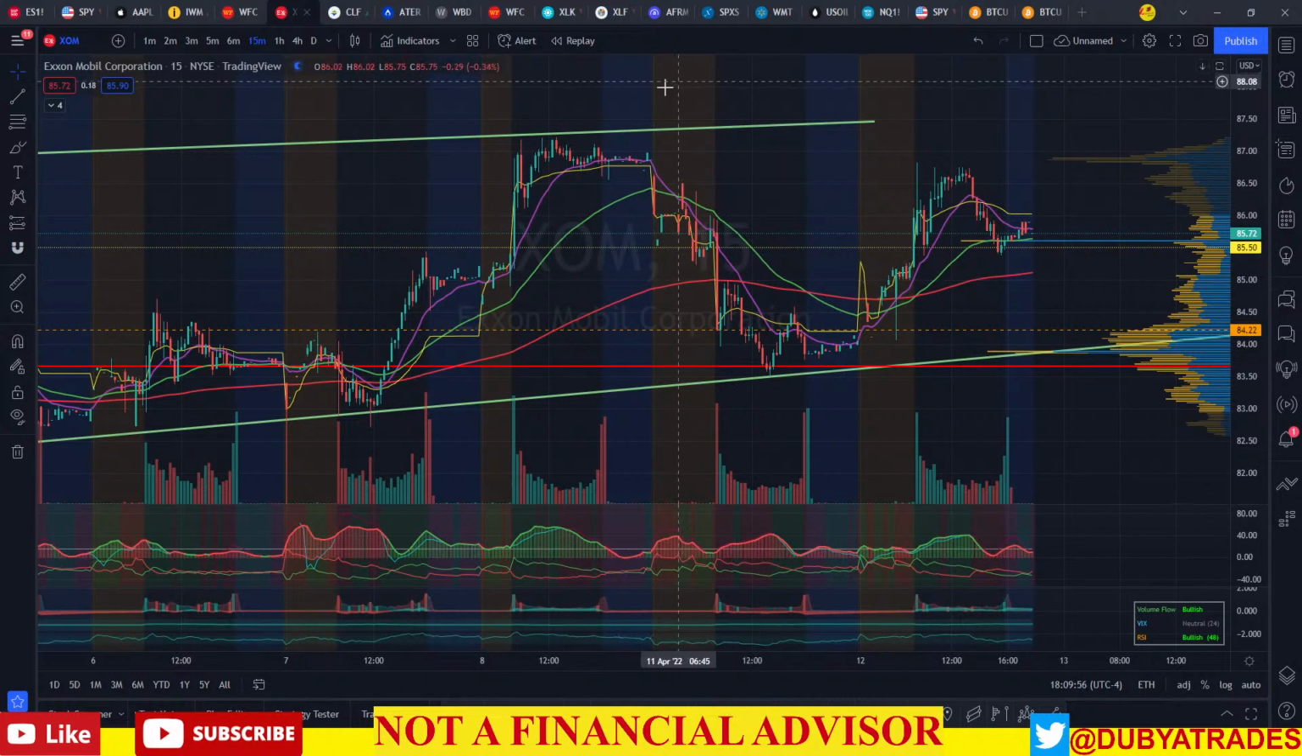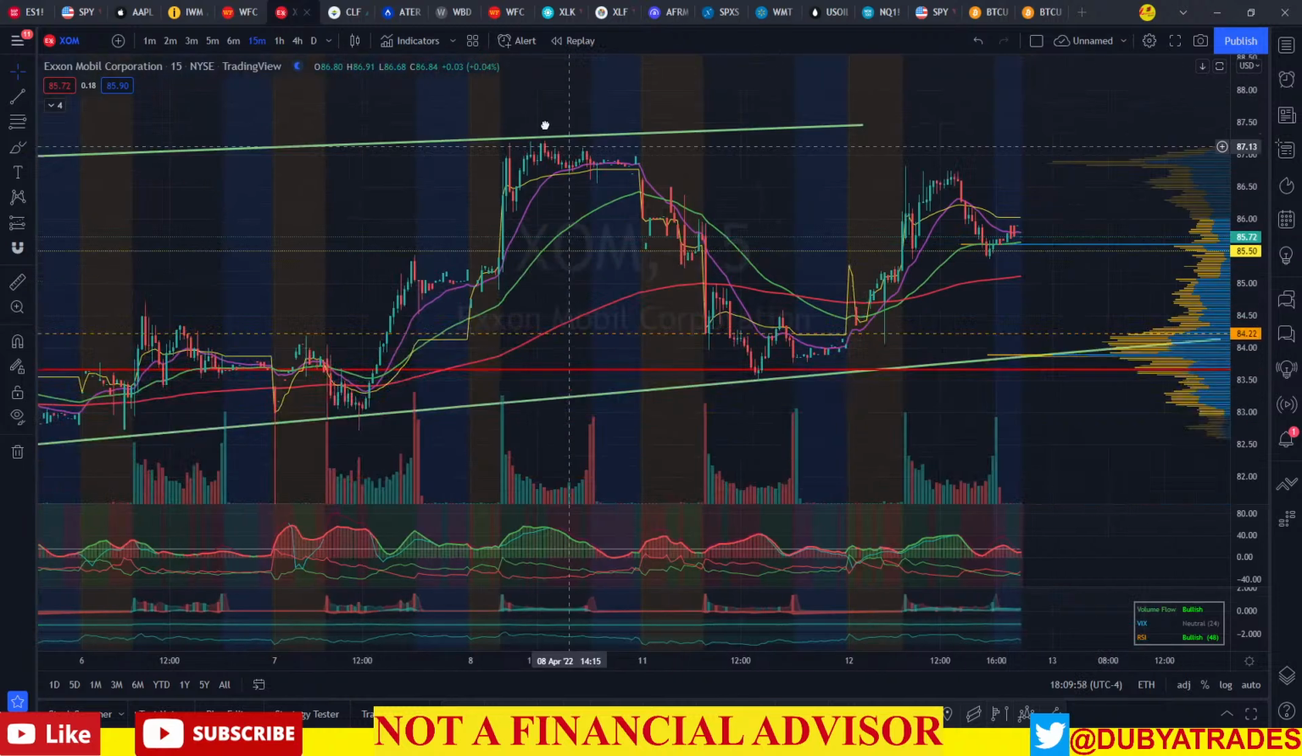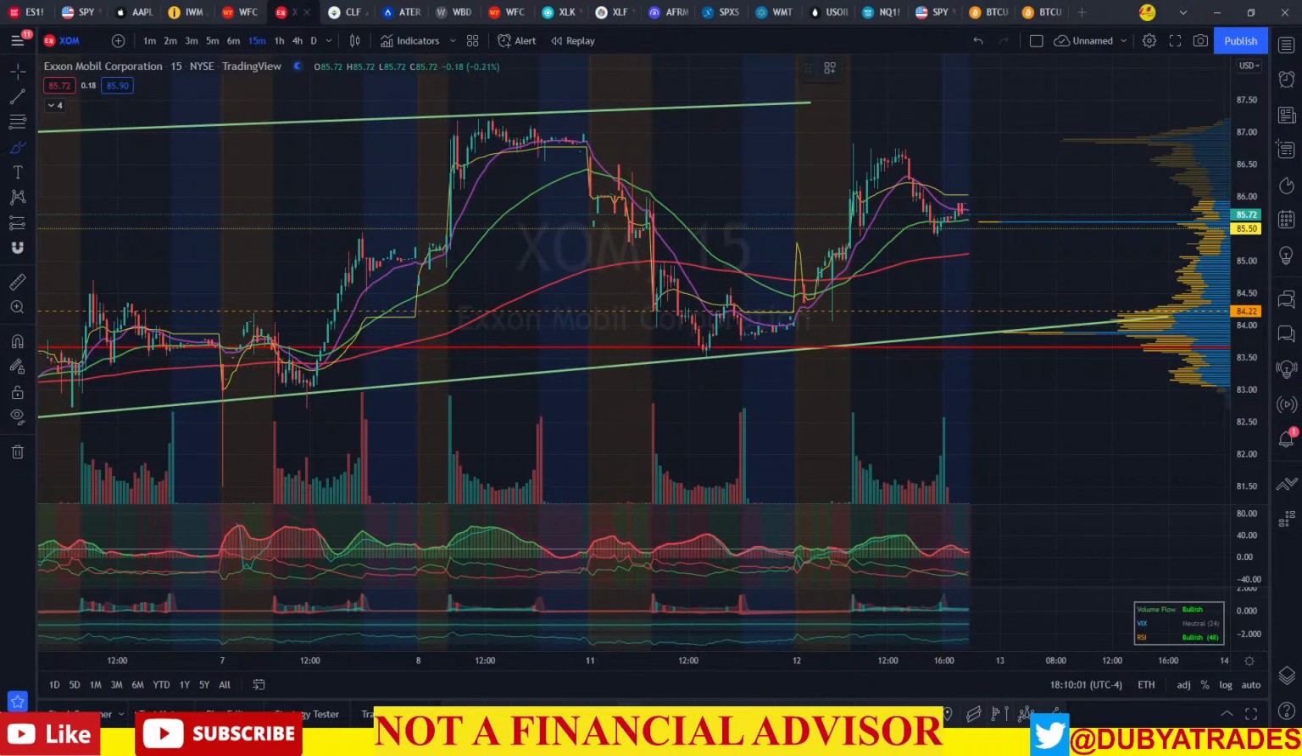Let me get up my drawing tool. Sorry about that. So it came down, it's popped back up, and it's starting to reject. So I may jump in on a swing trade, and I'm looking for it to get right back down to here. So I'm playing it to here, knowing that if it rejects here, I'll get out.